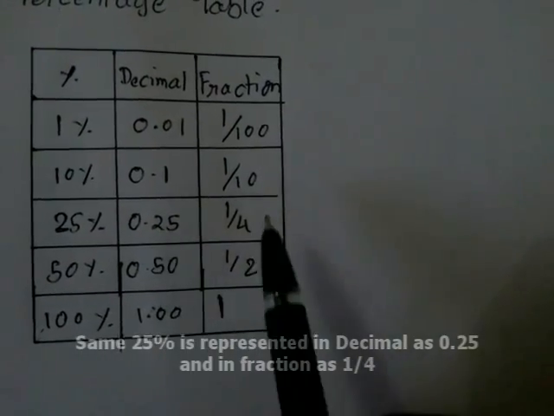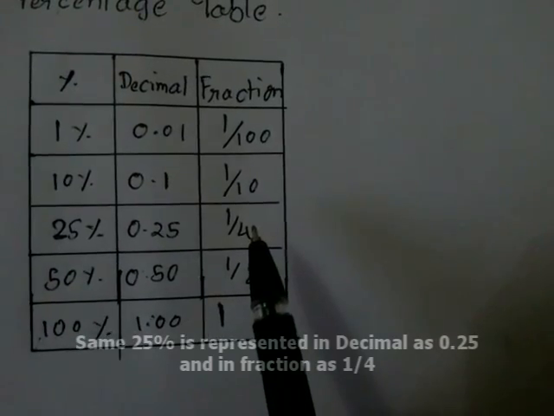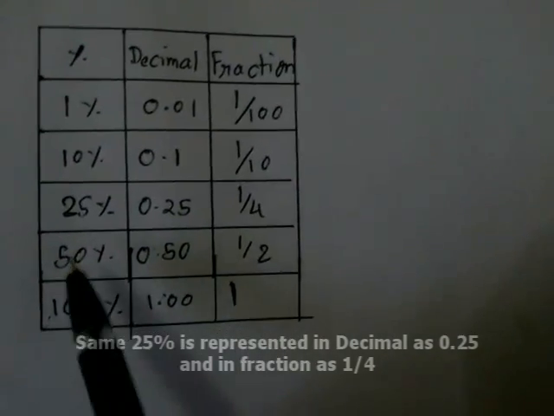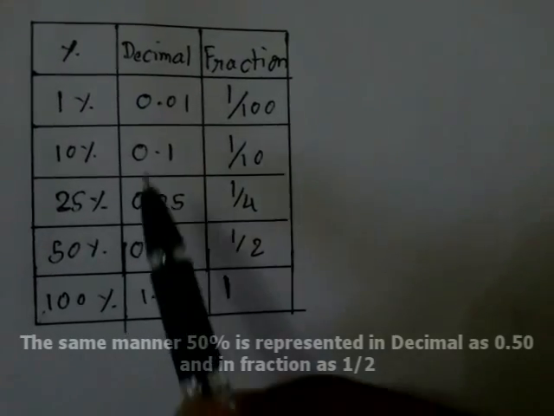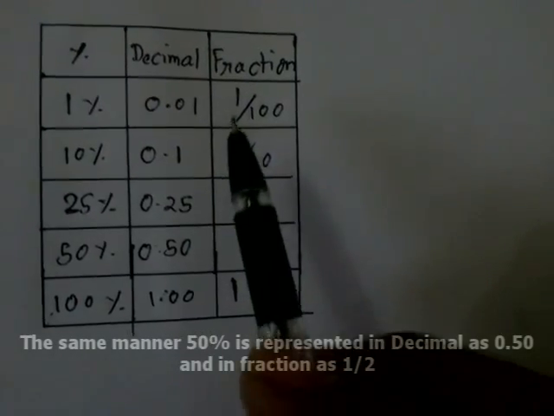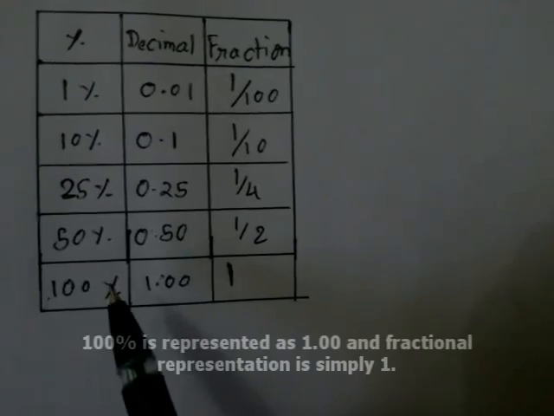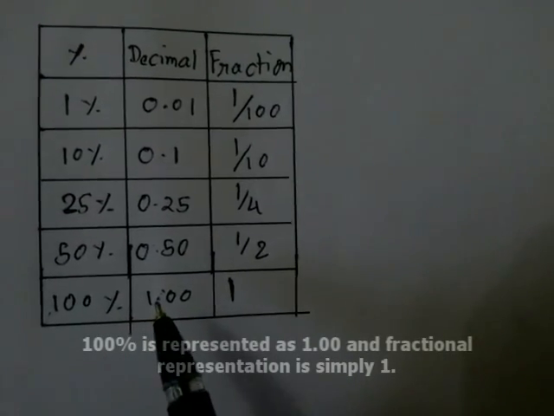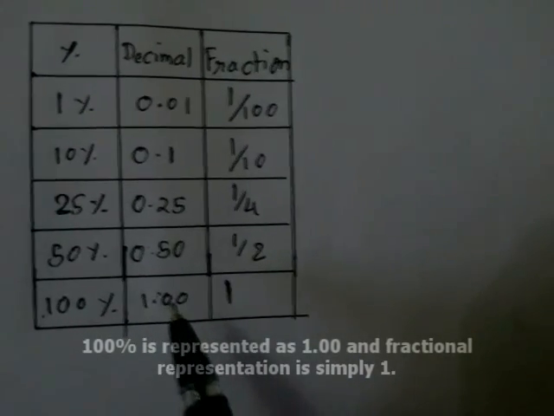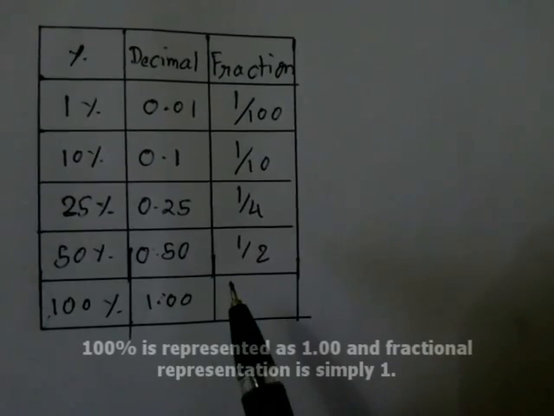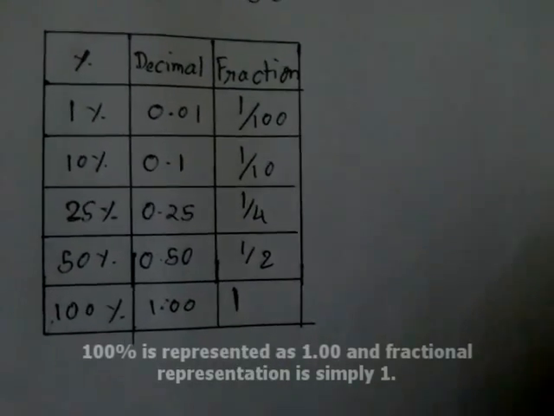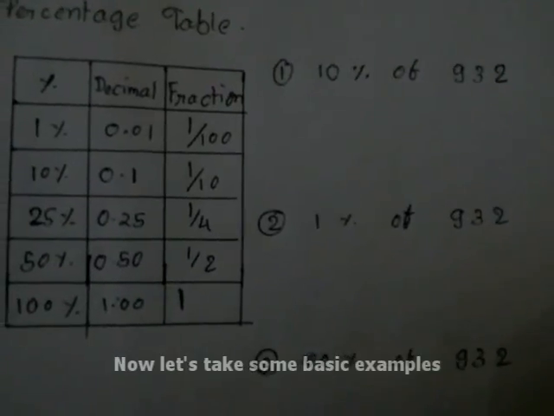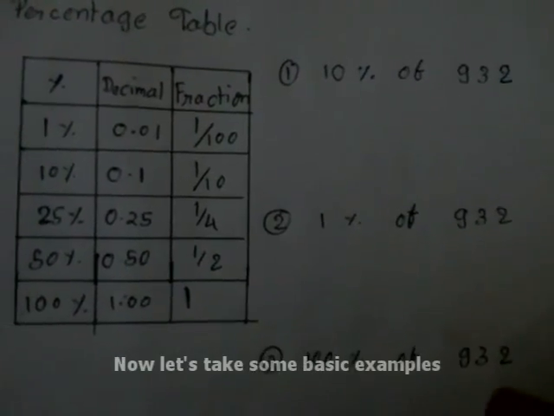25% is represented by 0.25 and 1/4 is its fractional representation. In the same manner, 50% is represented as 0.50 in decimal and 1/2 as fraction. 100% is represented as 1.00 and the fraction representation is also 1. Now let's take some basic examples.